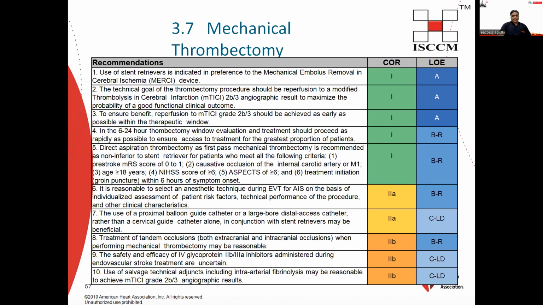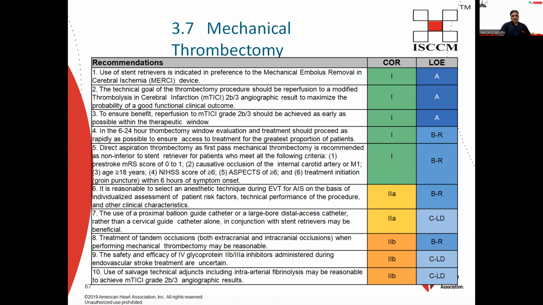Recommendation 1. Direct aspiration thrombectomy as first pass mechanical thrombectomy is recommended as non-inferior to stent retriever for patients who meet all the following criteria: pre-stroke mRS score of 0 to 1, causative occlusion of internal carotid artery or M1, age greater than 18 years, NIHSS score greater than 6, ASPECTS greater than 6, treatment initiation through groin within 6 hours of symptom onset. Recommendation is 1.